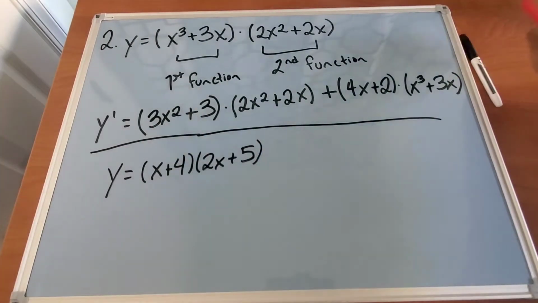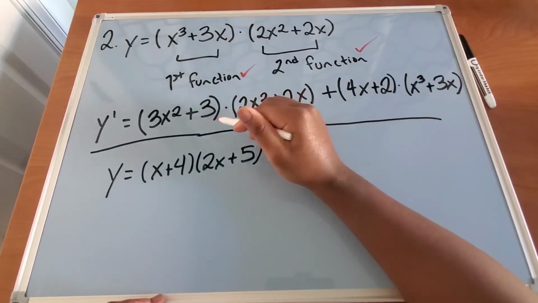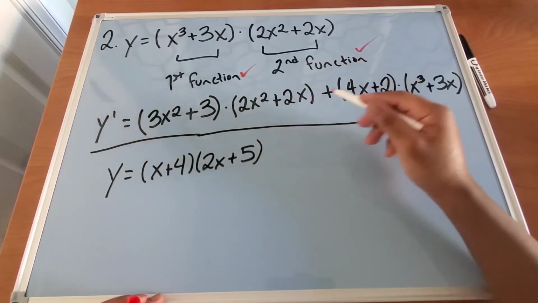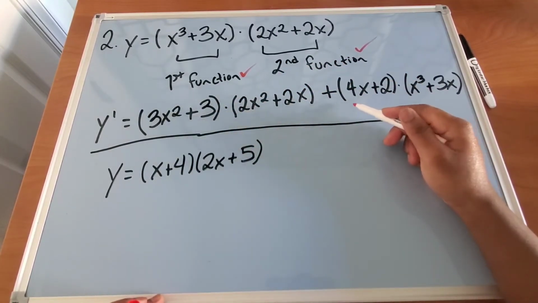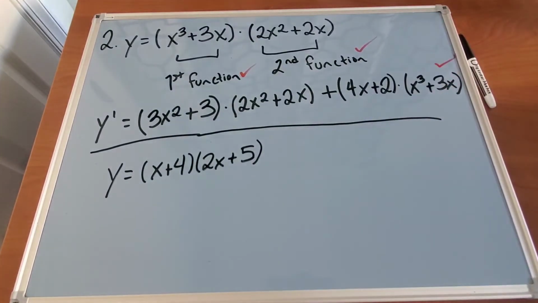So I can check this. We identified our first and our second functions. We took the derivative of the first function, then we multiplied it by the second function, then we took the derivative of the second function, multiplied it by the first function. So this is right. I would just leave that there.